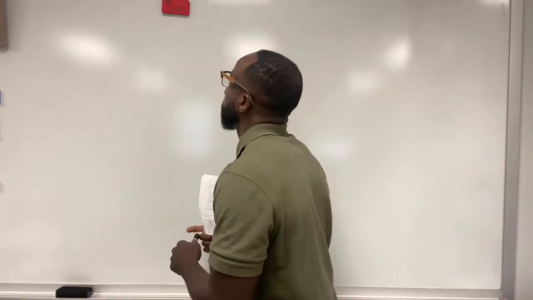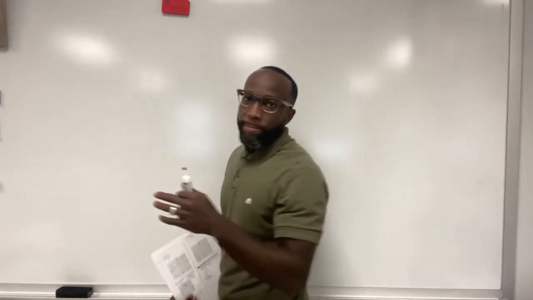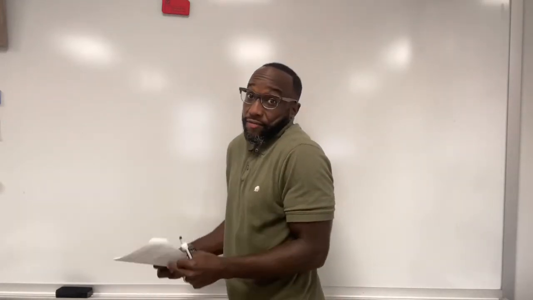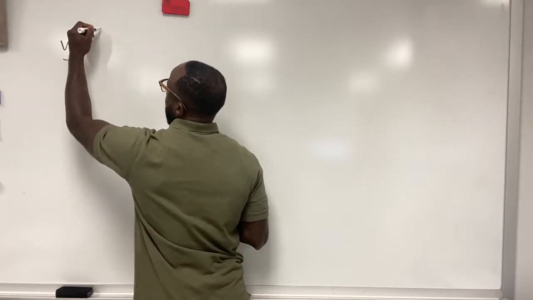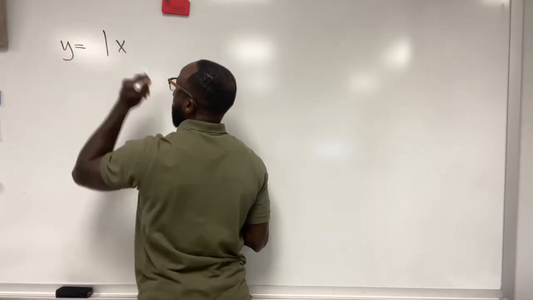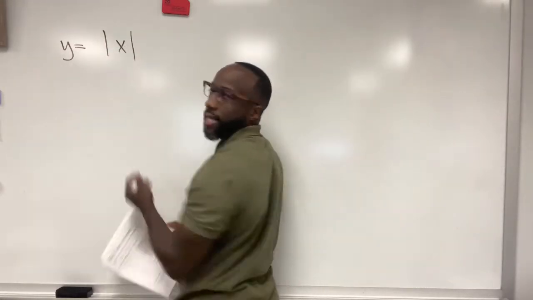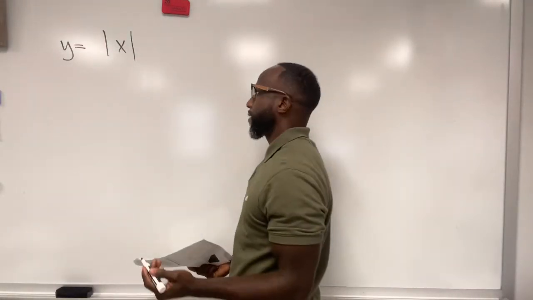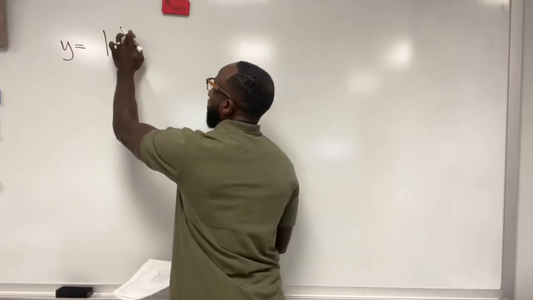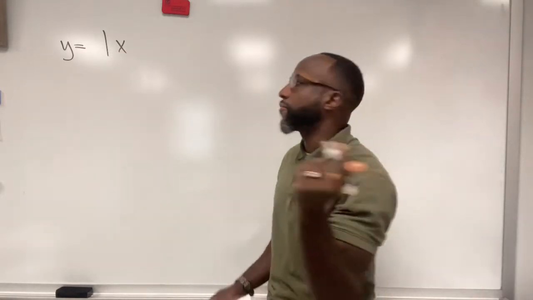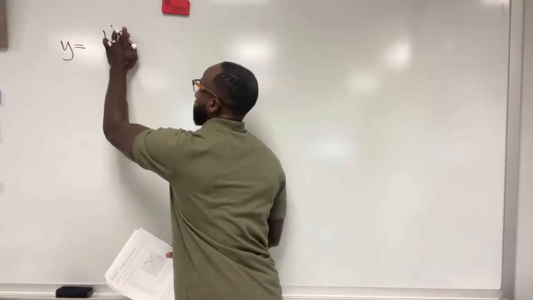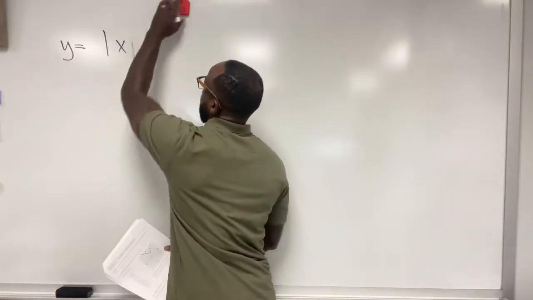So first things first, let's look at the makeup of the function itself. If we look at it, it'd be y equals the absolute value of x. This is the absolute value function, y equals absolute value of x. But let's look at it like this.